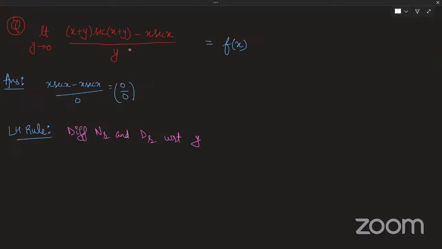Okay. So if I differentiate my denominator with respect to dy, it will be 1, right? Because the denominator is y. What about my numerator? How will I differentiate my numerator with respect to y? How will I do it?